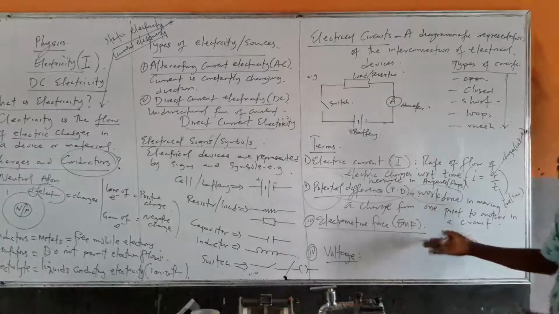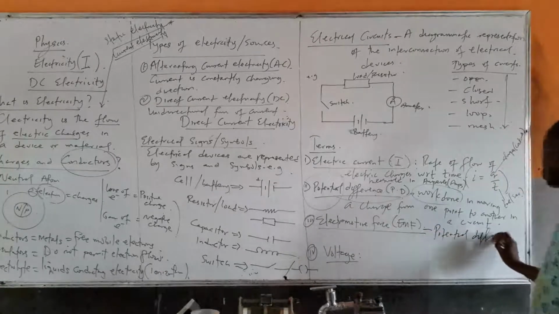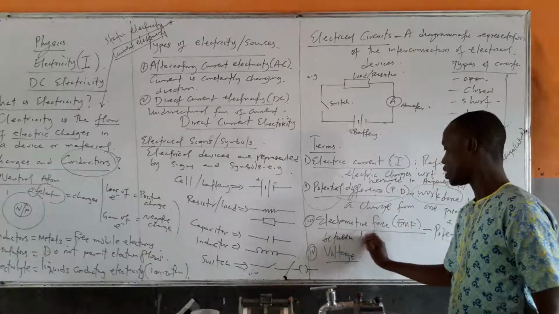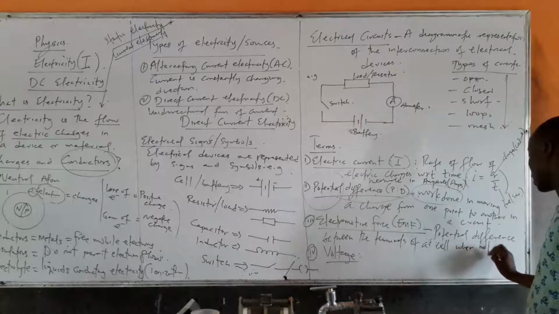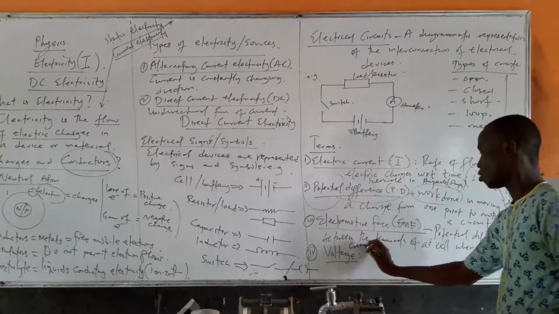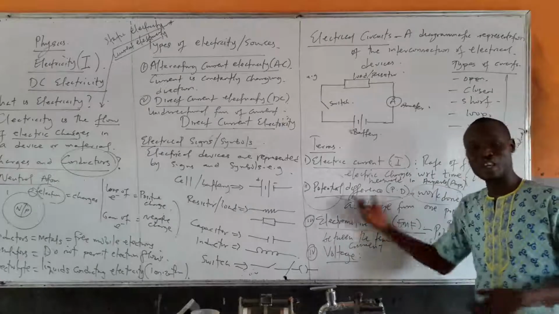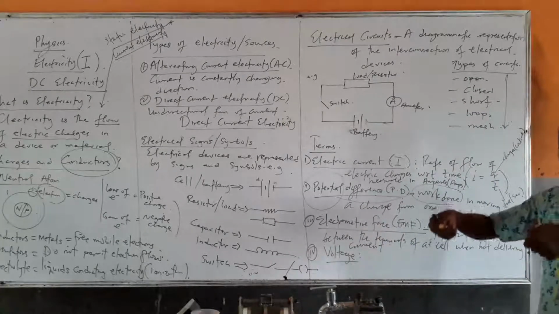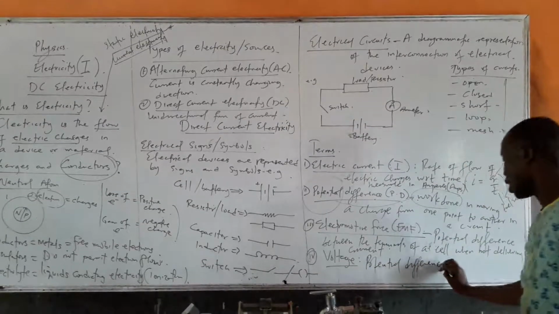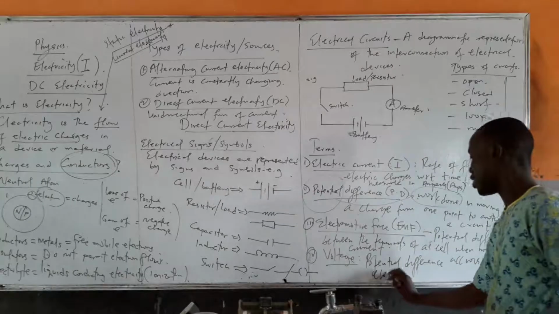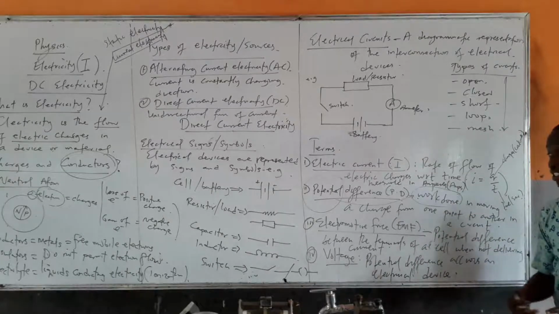We also have the electromotive force. Electromotive force is a type of potential difference, but it is the potential difference between the terminals of a cell when not delivering current. So the potential difference between the terminals of a cell when it is not delivering current is the electromotive force. We also have the voltage. The voltage is also a potential difference, but it's a potential difference across a circuit element or across an electrical device. Now take note, your potential difference, electromotive force, and voltage are all measured in volts.